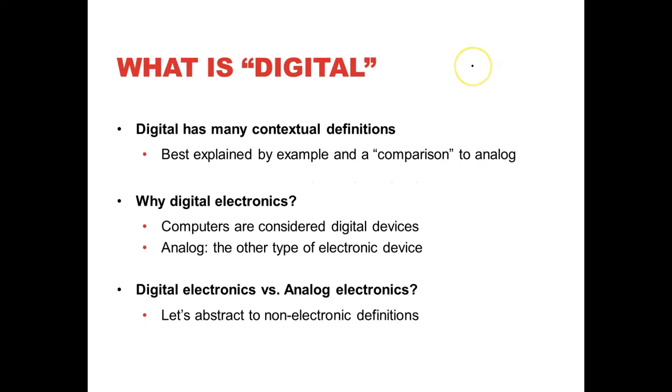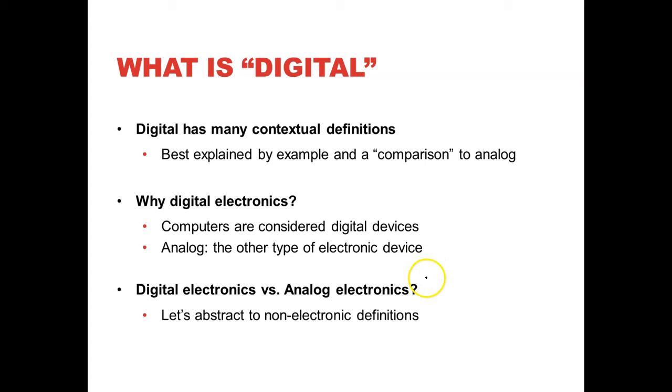So digital, you can look it up in the dictionary and get a fantastic definition, but it's always kind of confusing. The best definitions for digital are contextual, and quite frankly, I think they're more understandable when you compare it to analog, which is the other type of circuit out there. So why digital electronics? Once again, it's computer-oriented. Computers are considered digital circuits, although they have analog in them also. And certainly the other type of circuit out there is an analog circuit.